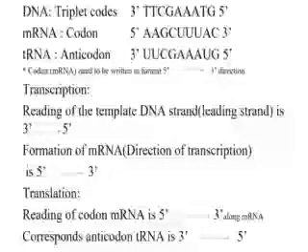Okay, now the genetic code in DNA is known as triplet codes. mRNA is codon and tRNA is known as anti-codon. Okay.